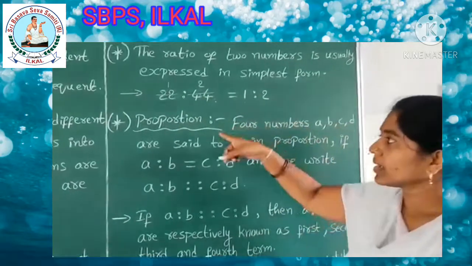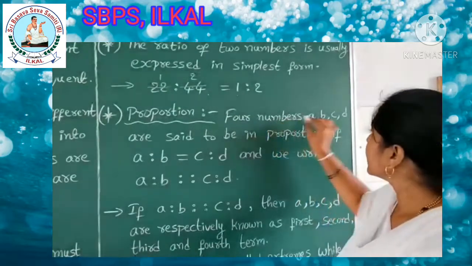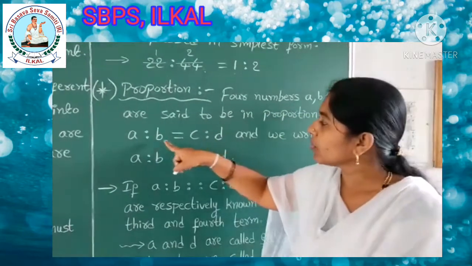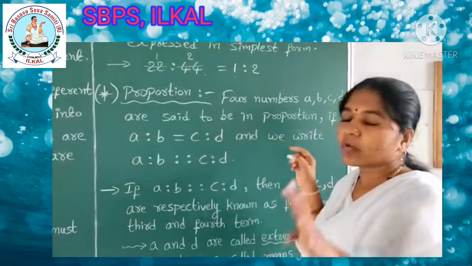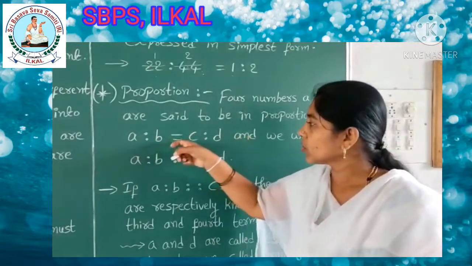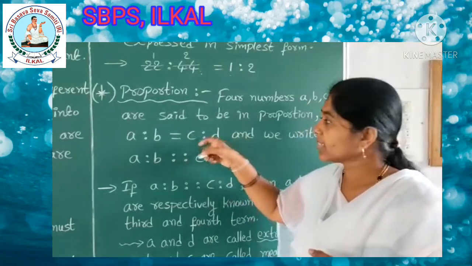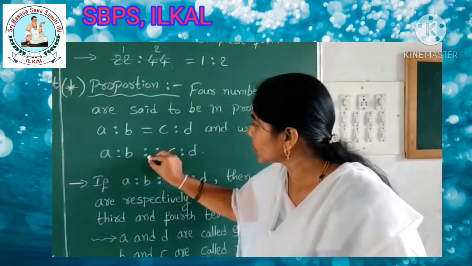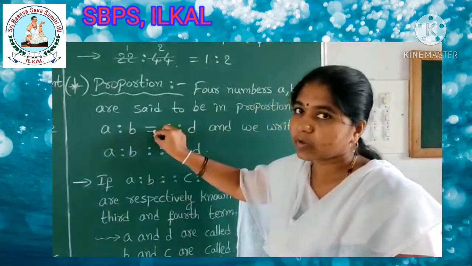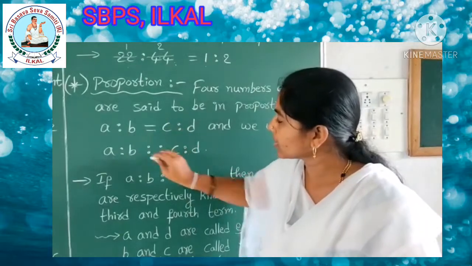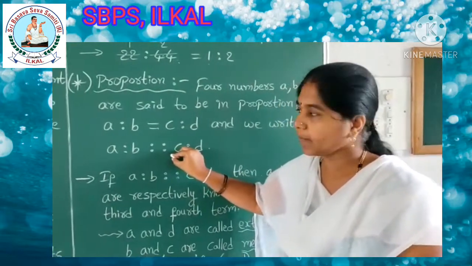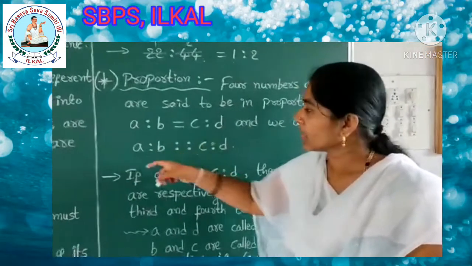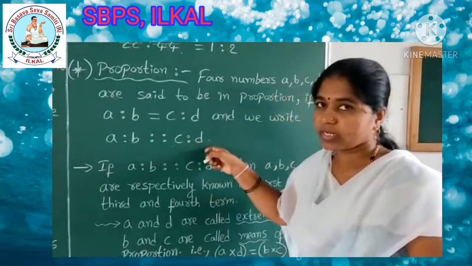Next word is proportion. Four numbers A, B, C, D are said to be in proportion if A/B is equal to C/D. Four terms they will give, children. A/B should be equal to C/D. Then only we will say that it is in proportion. And we write it as A/B proportion to C/D. This symbol here is the proportionality symbol. Ratio means only 2 terms we put, children, here 4 terms will come. A/B proportion to C/D.